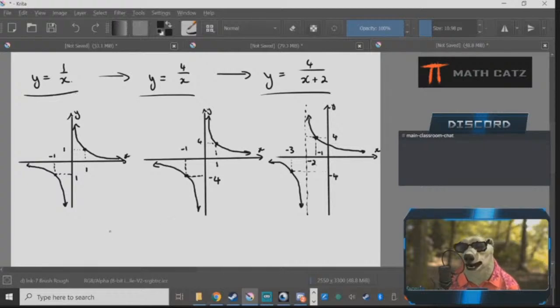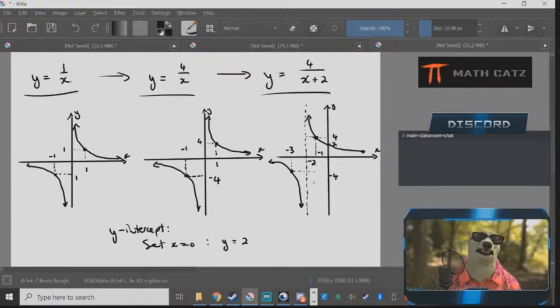Let's do it separately. Y-intercept, because it's not hard to do, right? I set x equal to 0. What do I get? I get 4 over 2. So that's a 2. I at least want to show that.